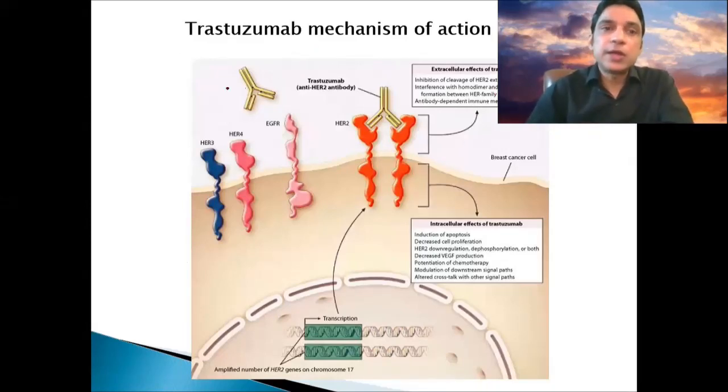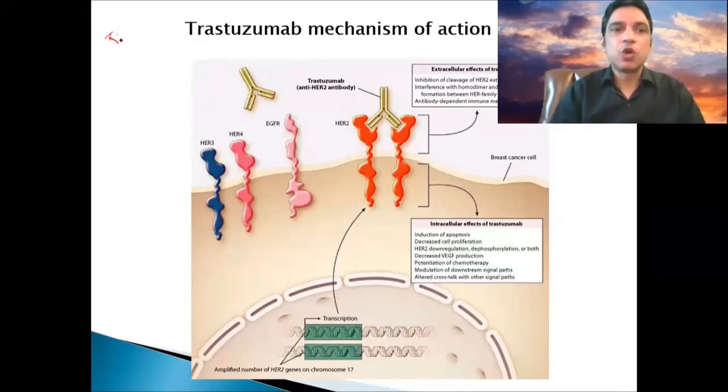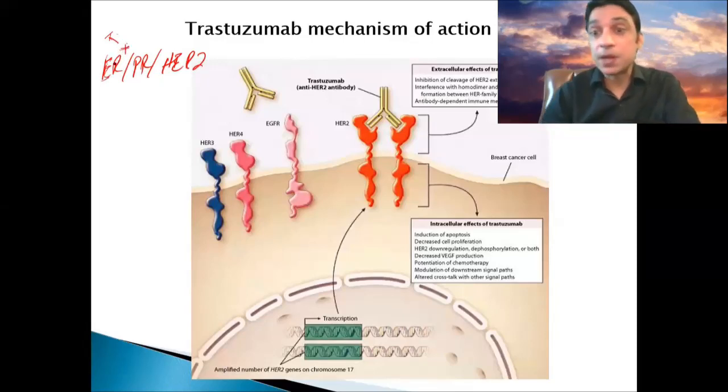Okay, now we know that in case of breast cancer, you might have heard about the involvement of the ER receptor, the involvement of the PR receptor, and the involvement of the HER2 receptor. If the breast cancer is because of the overexpression of the estrogen receptors on the cell, it is called ER plus or ER positive.